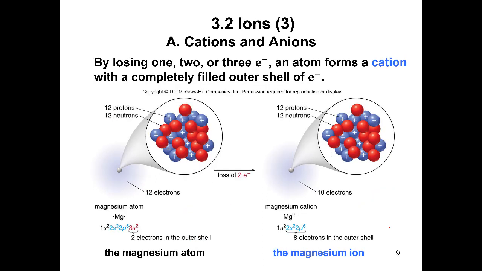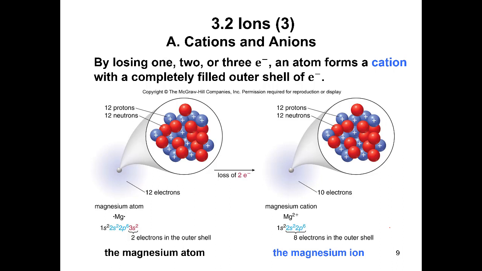Chlorine is an example of one that would gain an electron. We're going to talk about that in a minute. Cations can lose 1, 2, or 3 electrons to form a cation, which would give them a +1, a +2, or a +3. And it depends on which atom it is.